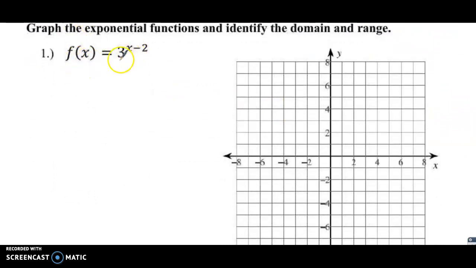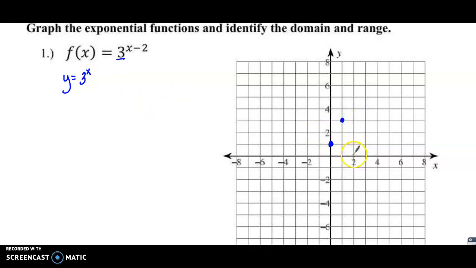So first, notice my base value is 3. So my parent function would be 3 to the x. Now that's very similar to what we just graphed, but our base is a 3 now. So now when I do 3 to the 0 power, I still have 0, 1. Remember, we talked about that being the same every single time. But when I do 1, 3 to the 1 is now 3. So that will be 1, 3.